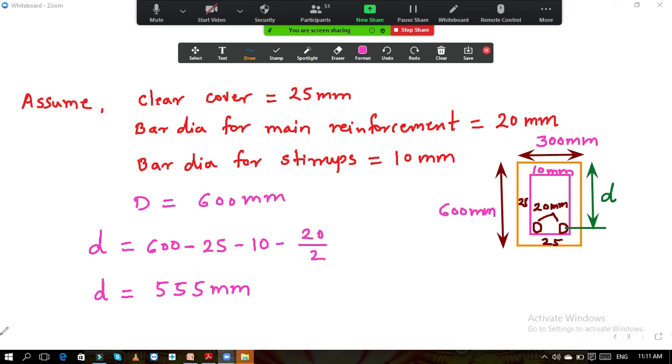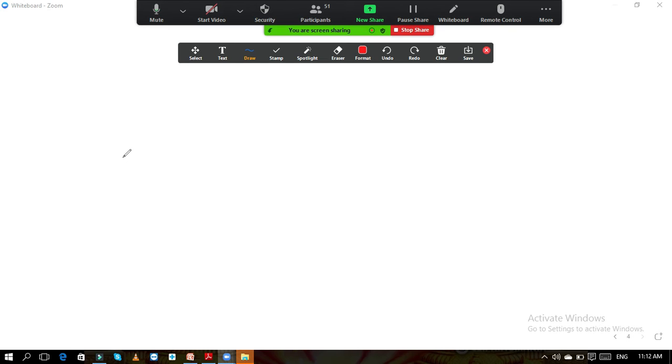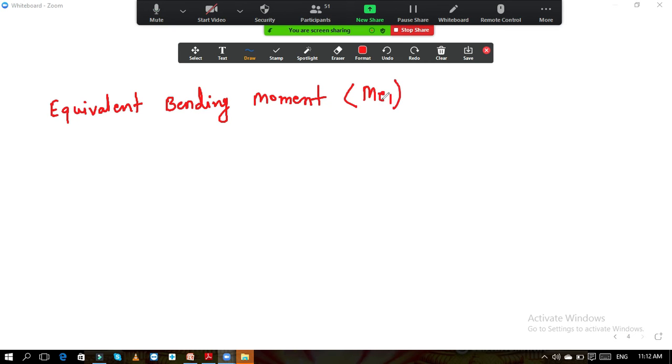Now we will move to the next point, that is equivalent bending moment. We call this as Me1. This is your equivalent bending moment. So how do we calculate Me1? Me1 is equal to Mu plus Mt.